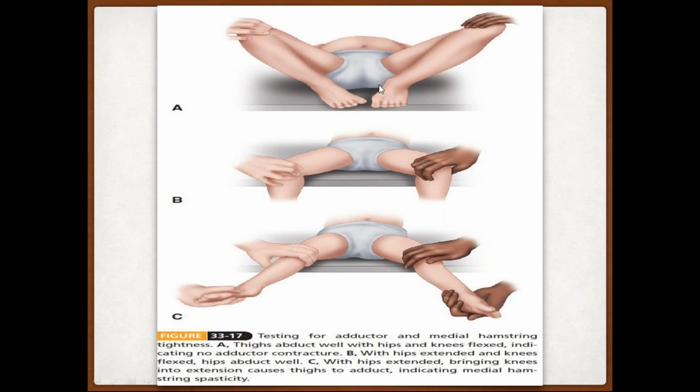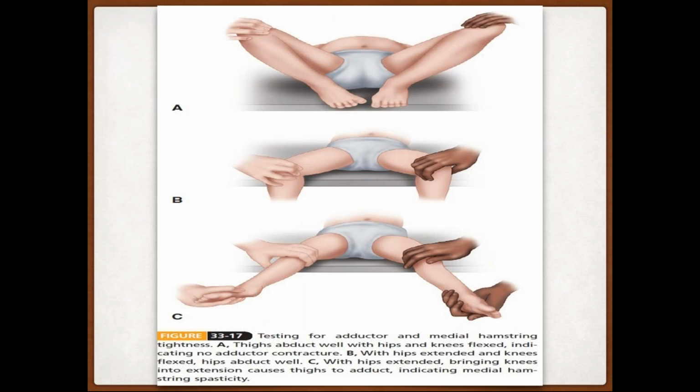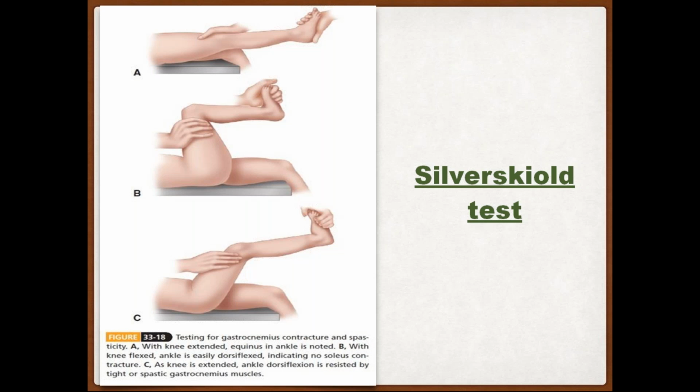Okay, this adductor longus, if at all it is spastic, we can't abduct. There will be contracture of it when testing for the adductor, and we can't abduct it. We can feel it properly: there is a cord-like structure on the medial side at the groin area.